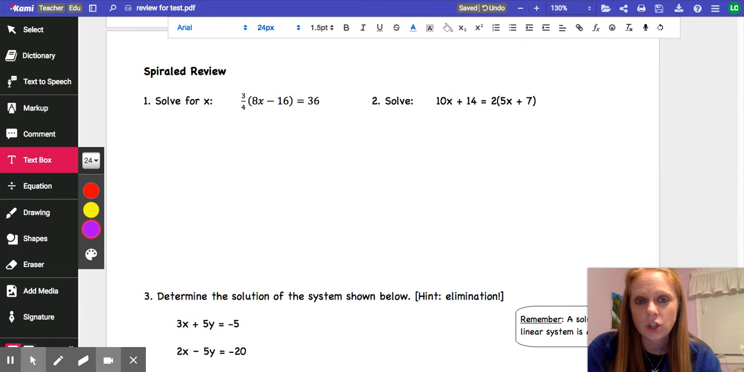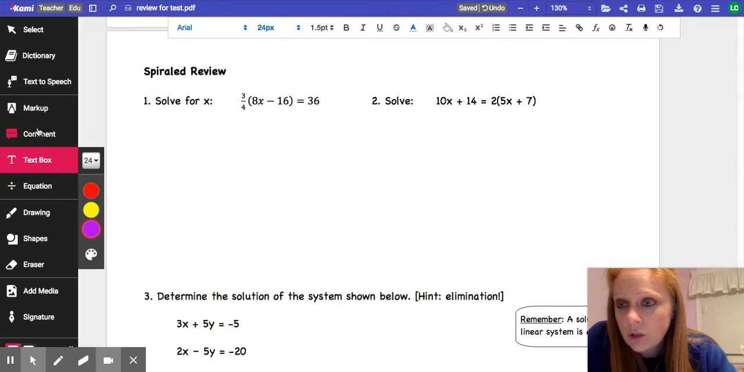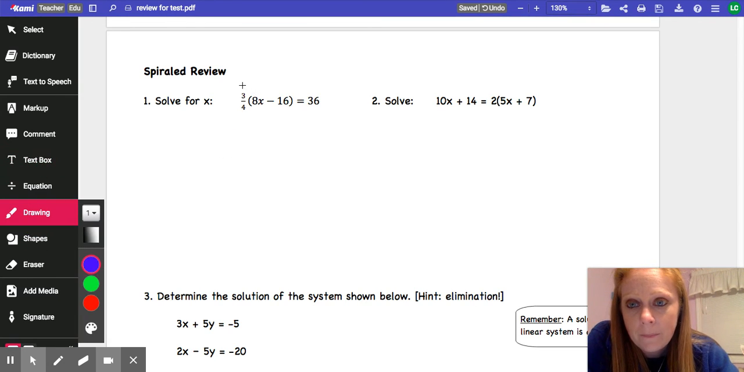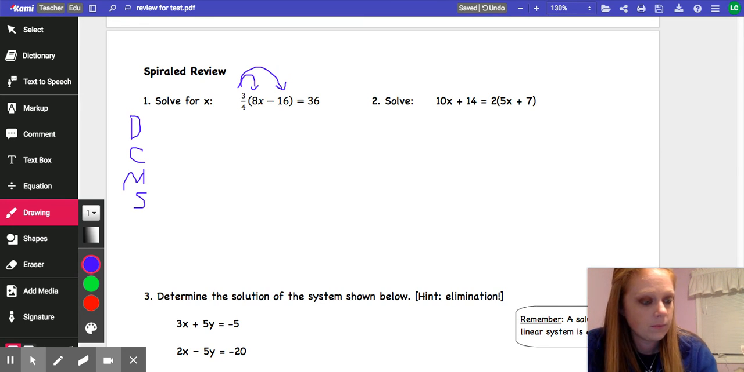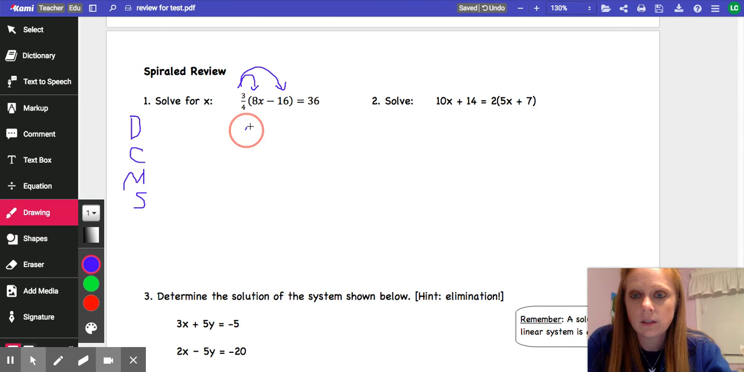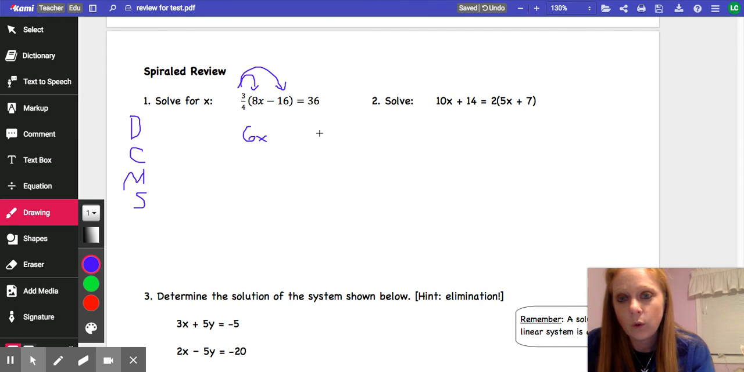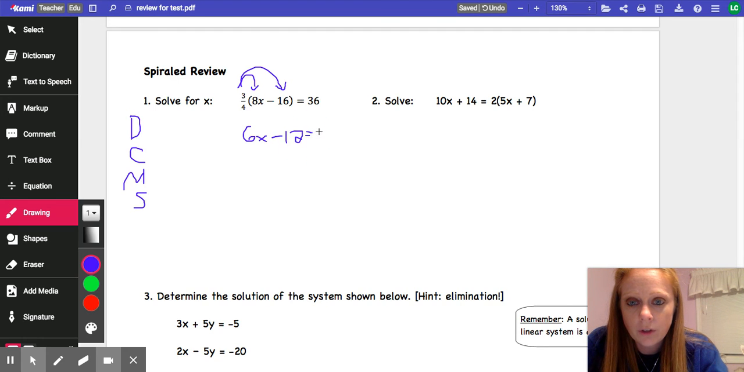All right, then we have some review questions. On your test, you will have one review question of each of these topics. So let's remember to solve an equation like this. We want to follow the steps: distribute, combine, move, solve. So I'm going to distribute this 3/4. 3/4 times 8 is 6x. 3/4 times -16 is going to give us -12 equals 36.